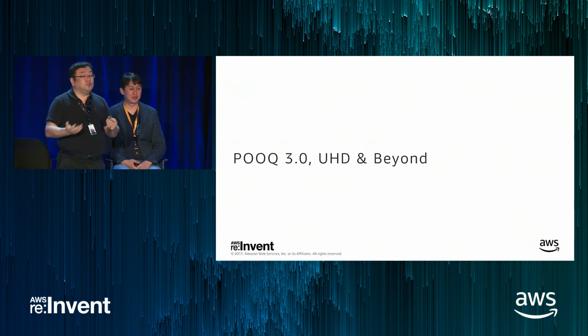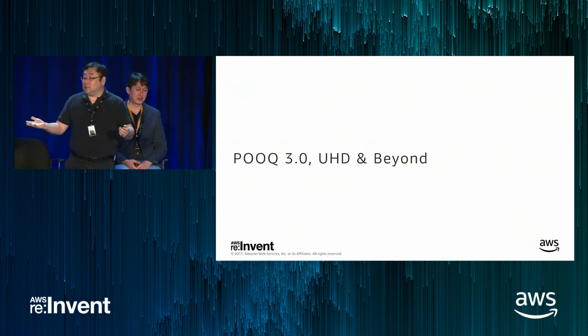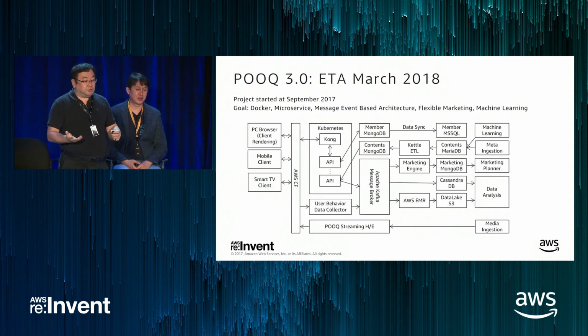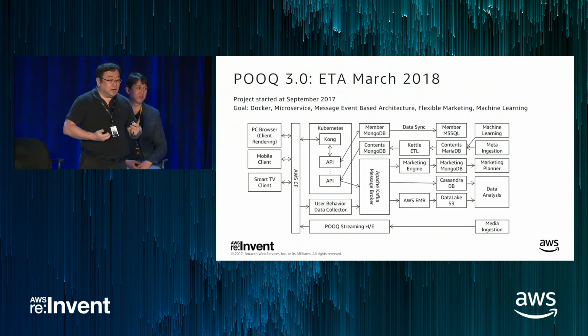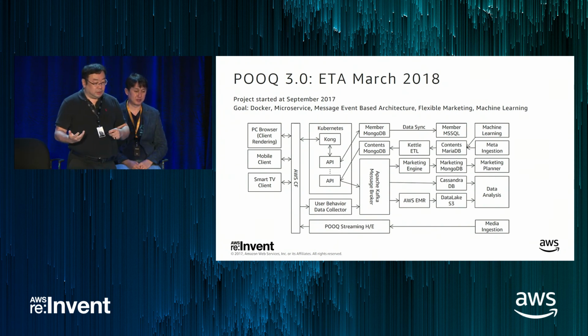Okay, next thing is POOQ 3.0 and the UHD and beyond. This is something in the future, so I'm not going to get into detail because it can change. But anyway, this is POOQ 3.0. The major difference from 2.0 is that now we are using Kubernetes, the Kong API gateway, and Docker as microservices. That is happening right now. We are still using MongoDB, and now we are incorporating Apache Kafka as our message broker, switching from our proprietary system to our new system.